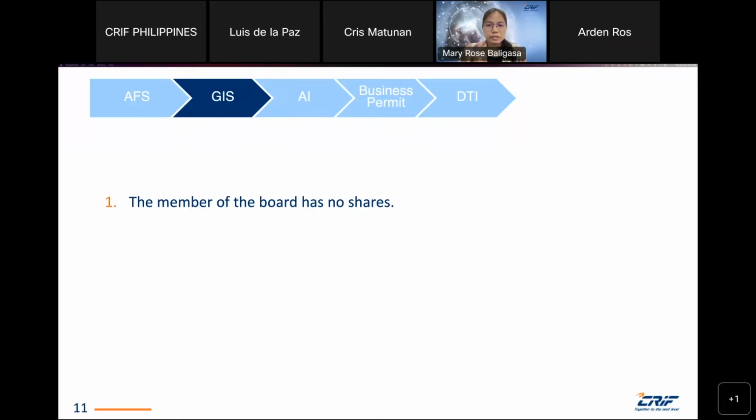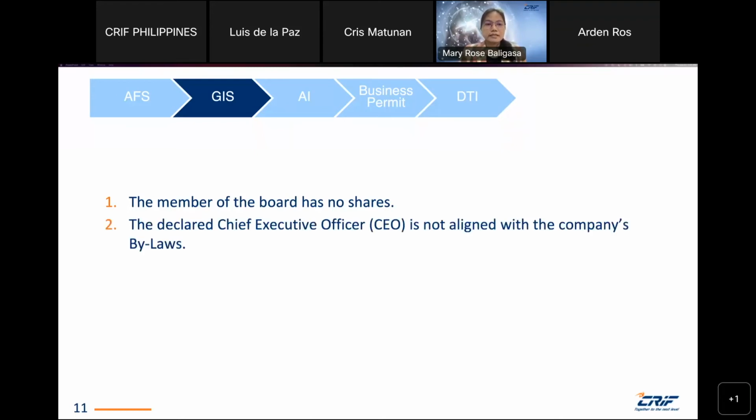So for the number 1 under GIS, the member of the board has no shares. According to Title 3, Section 23, Paragraph 2 of the Corporation Code of the Philippines, every director must own at least 1 share of the capital stock of the corporation of which he is a director. Any director who ceases to be the owner of at least 1 share ceases to be such. So if we found out that any of the board of directors doesn't have any shares under his or her name, then there is a non-compliance.